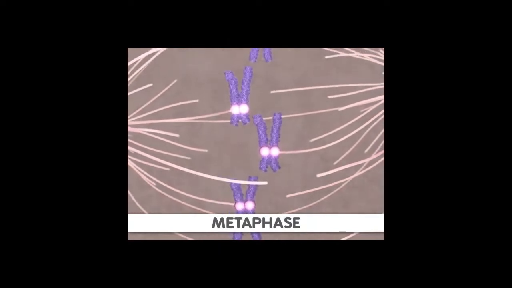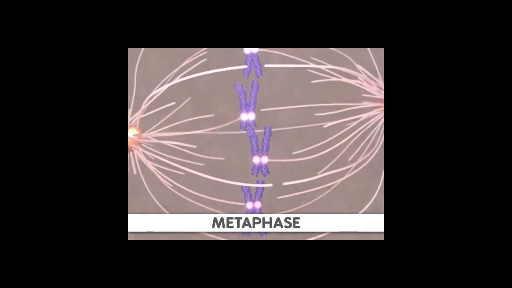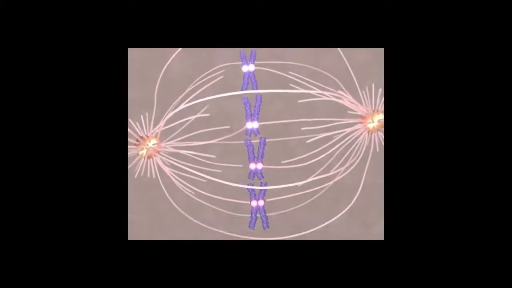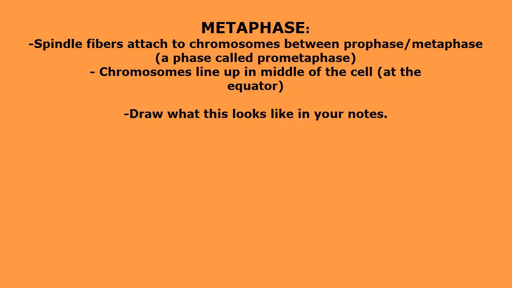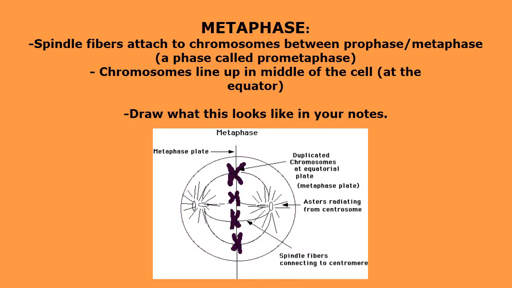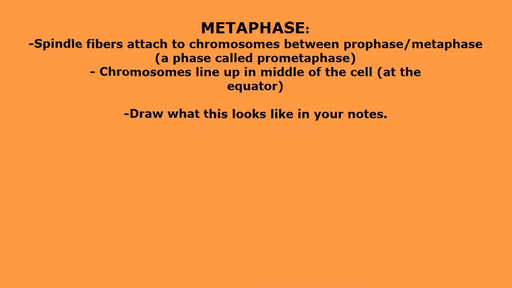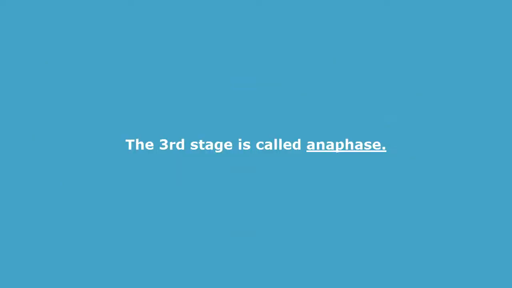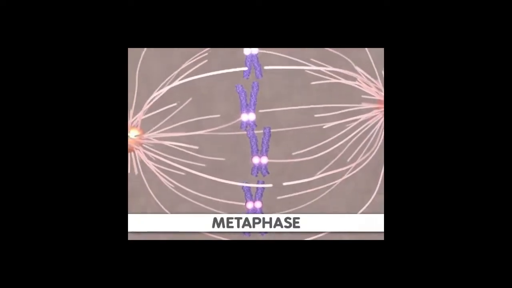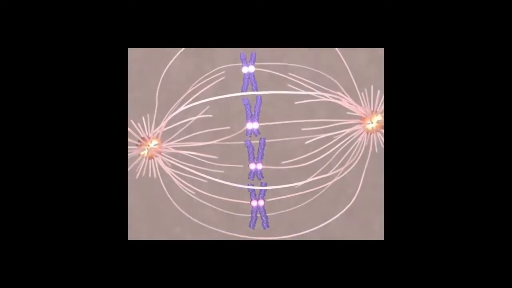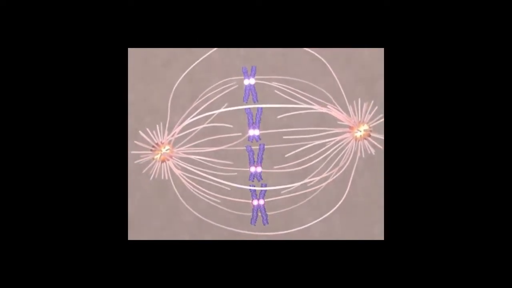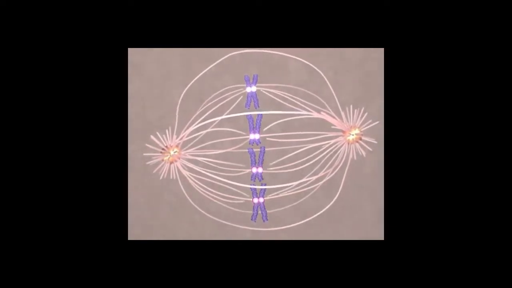face toward opposite poles of the cell. Now the sister chromatids are ready to be separated. This occurs during anaphase through a shortening of the microtubules attached to the kinetochores.